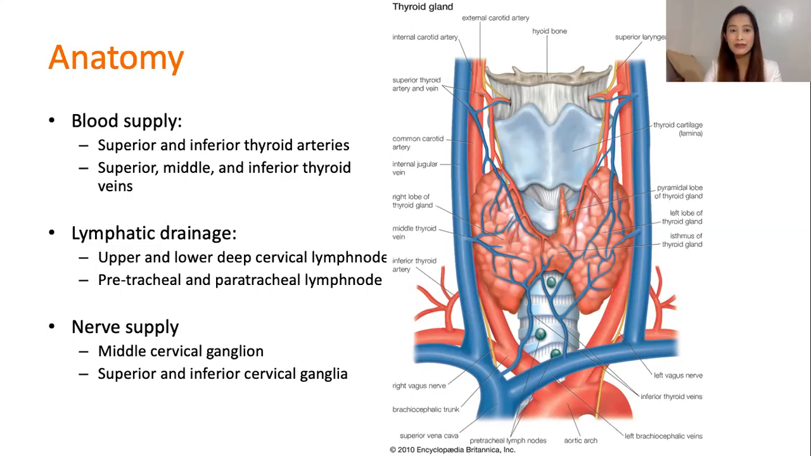The blood supply of your thyroid gland comes from the superior and the inferior thyroid arteries, and the superior, middle, and inferior thyroid veins drain the thyroid gland. And these are the lymphatic drainage and the nerve supply. The nerve supply comes from the middle cervical ganglia.